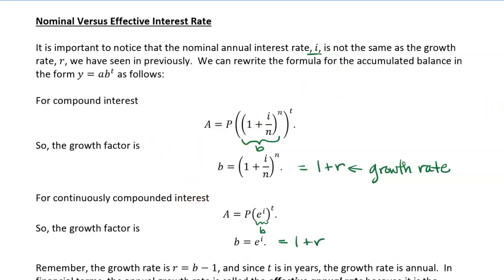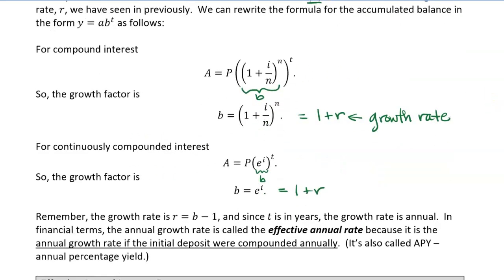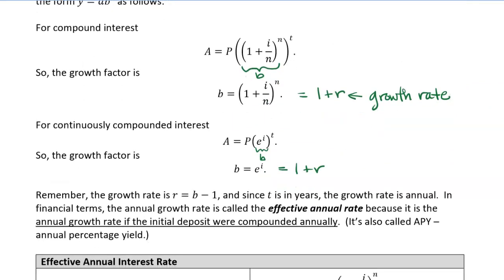All right, so let me scroll down here. So it's the effective interest rate. That's another name for it, but it's just the growth rate. It's just the growth rate that we've calculated in the past. Another name for it is the effective annual interest rate. It's just the growth rate that we've seen before.